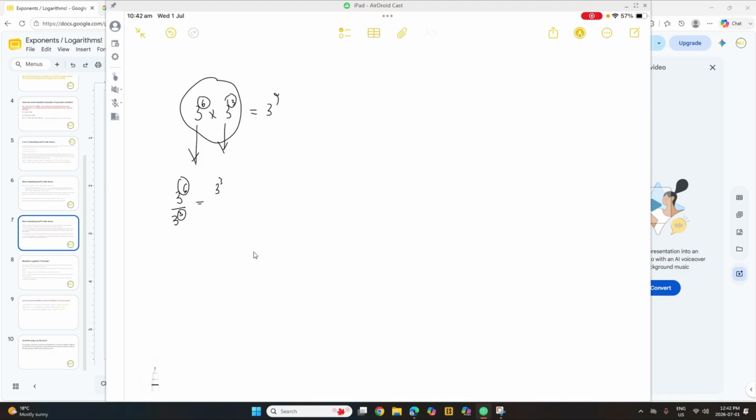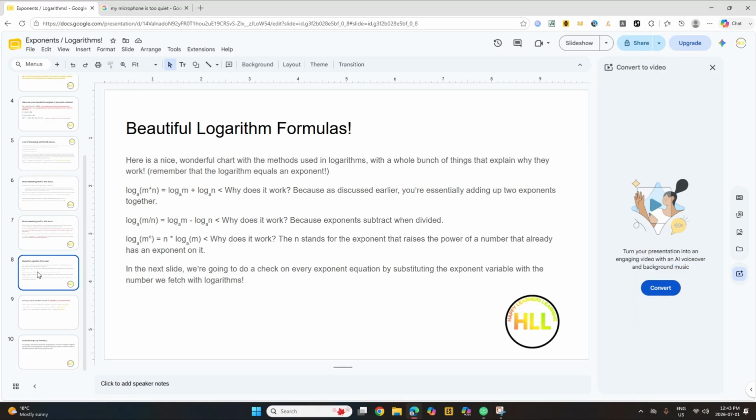So do that in your calculator. 729 divided by 27. That should give you the same answer. And yep, now we're all done with this part.